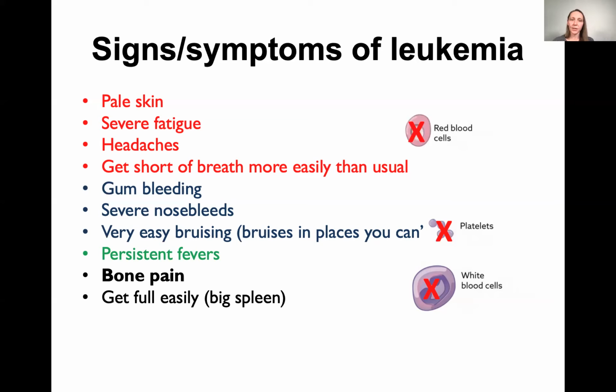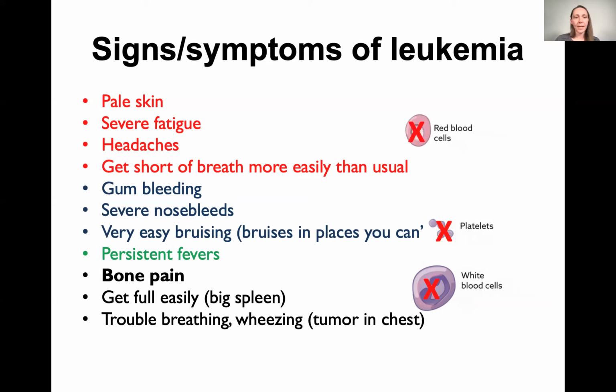Another sign that's a little less common is if you get full really easily. You take a few bites of food and you're like, I just can't eat anymore. That's because the spleen is right by the stomach, and it gets large with leukemia and compresses the stomach, making a smaller space for the food to get into. And then lastly, rare blood cancers can lead to a tumor in the chest, and that can make for wheezing or trouble breathing. So that would be an indication to go and see your doctor as well.